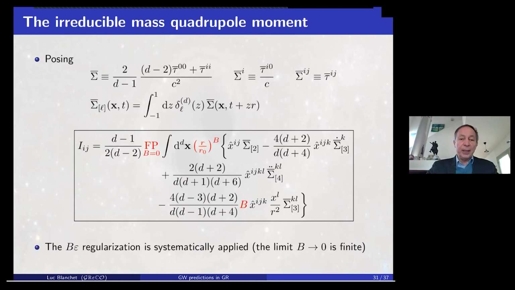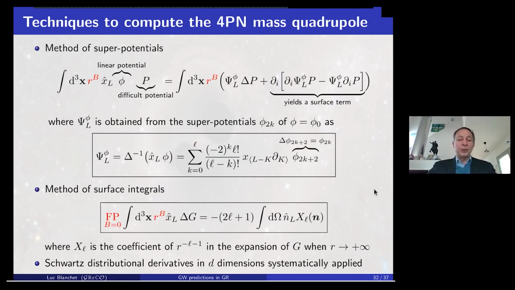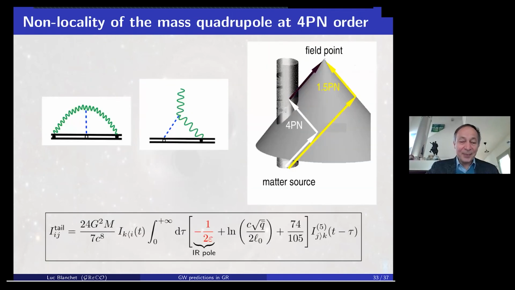So now we have our irreducible mass quadrupole moment that is given by a certain formula that we have applied to the computation of the mass quadrupole moment at 4PN order. There are various techniques to compute that, and since my time is advanced now, I will not review all these techniques. But in the end, we found we could complete the mass quadrupole moment for compact binary systems at 4PN order.